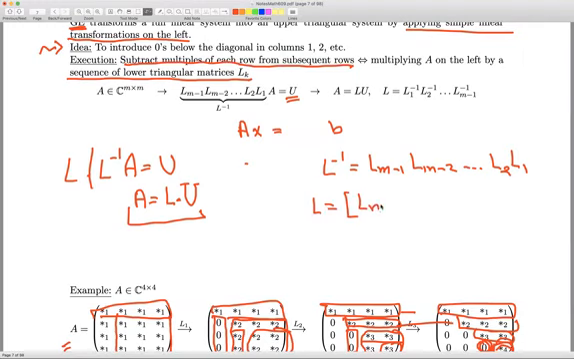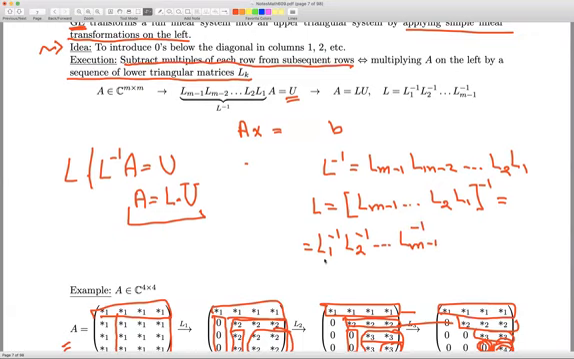So it will be Lm minus 1 up to L2 times L1, and this is the inverse of all these matrices. Then, using the rule for finding an inverse of a product, this will be exactly L1 inverse times L2 inverse, and so on, times Lm minus 1 inverse.